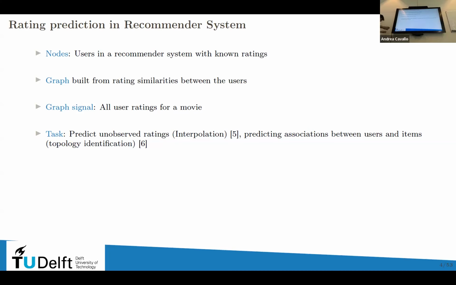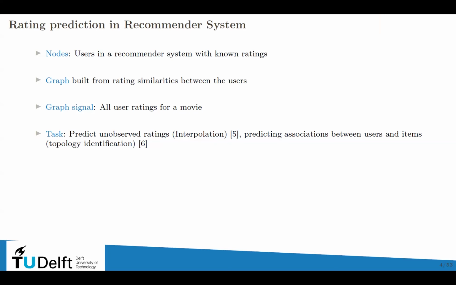And of course, you have graphs, you have data, and what can be tasks here? So like we defined before, we can do interpolation, in which case you want to fill a value of a user, which means, okay, what rating would this user give to this item? Because not all ratings are always present, right?